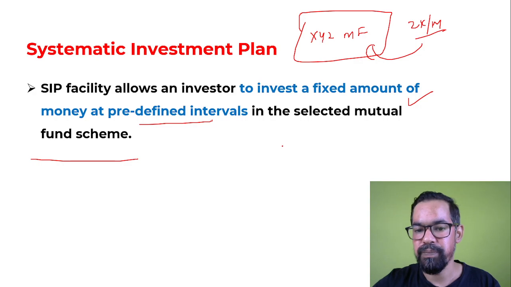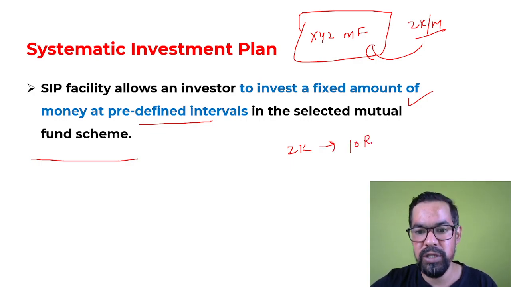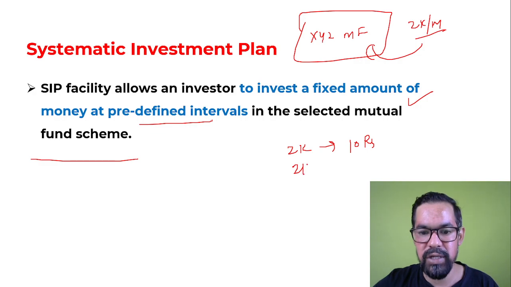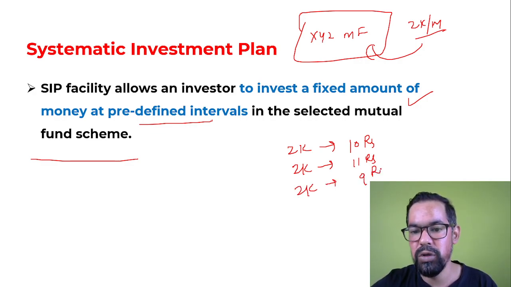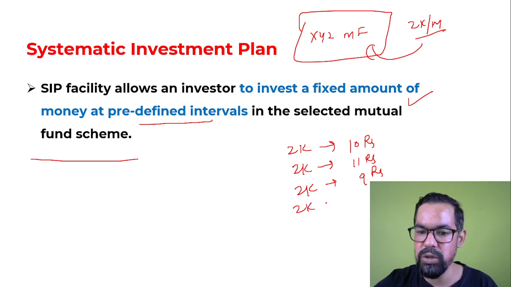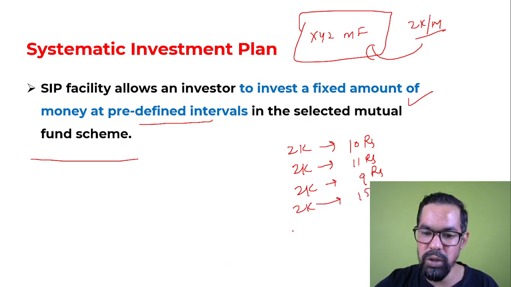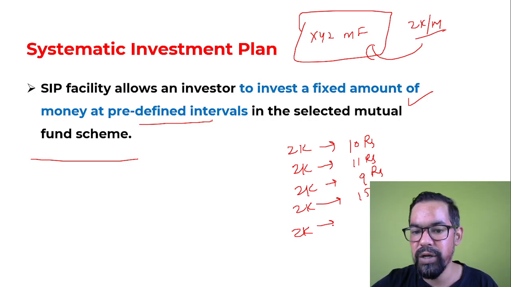Okay, so how will you get benefit from this? Let's say you invested 2,000 rupees, and at that time the NAV was 10 rupees. The next month you invested 2,000 rupees, and the NAV became 11 rupees. Then you invested 2,000 rupees, and the NAV became 9 rupees. Again you invested 2,000 rupees, and the NAV becomes, suppose, 15 rupees. You invested 2,000 rupees, and the NAV became 20 rupees.